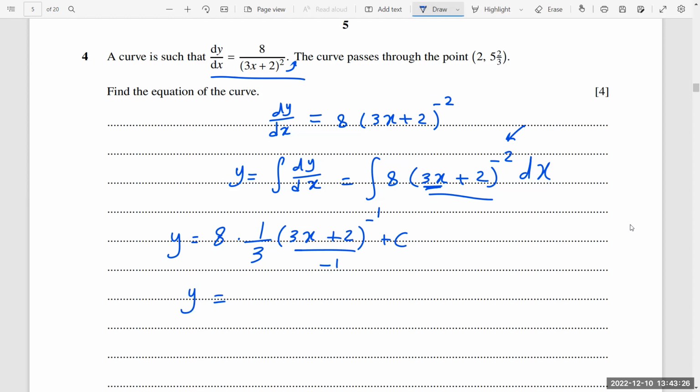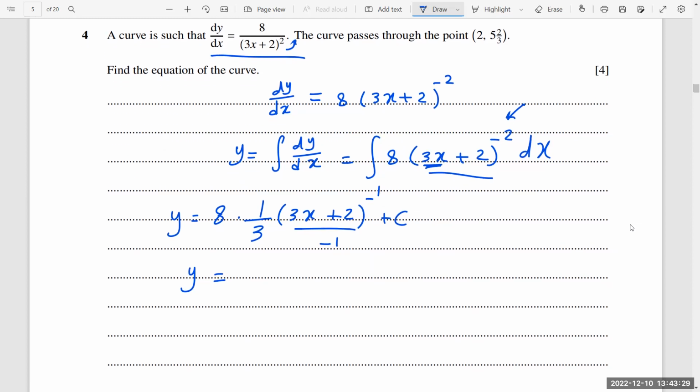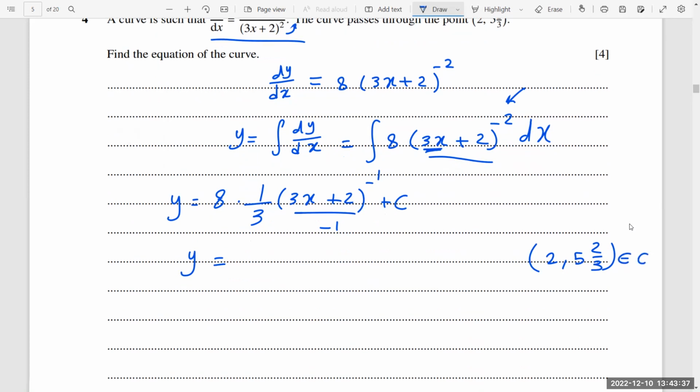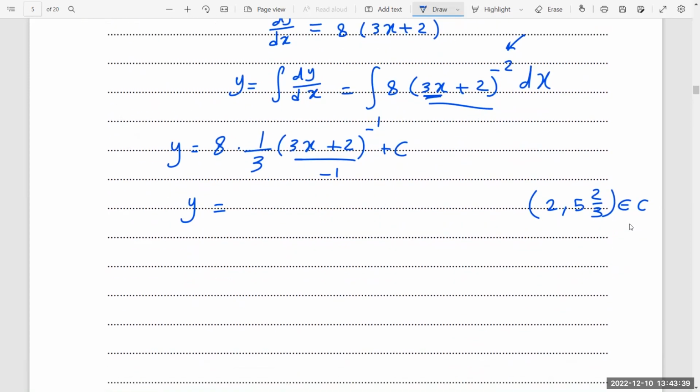Rewrite this in a better way. Don't forget, the curve passes through the point 2 and 5 and 2/3. This point lies on the curve. I can rewrite this as negative 8 over 3 into (3x plus 2), plus C. Now substitute with this point, x as 2 and y as 5 and 2/3.